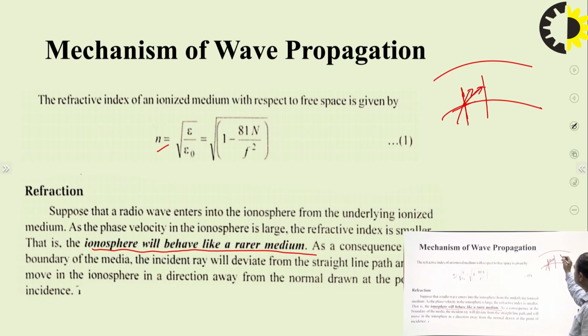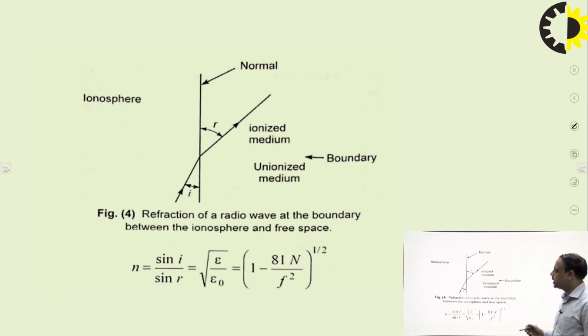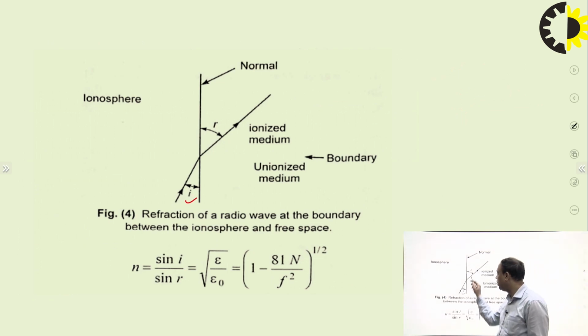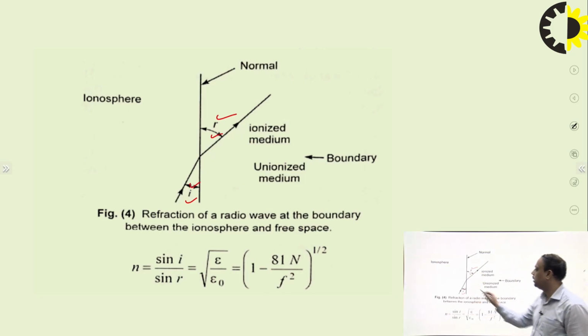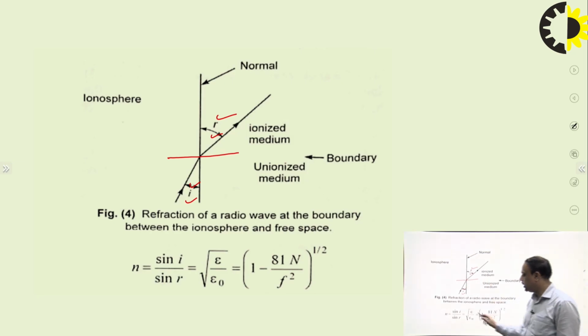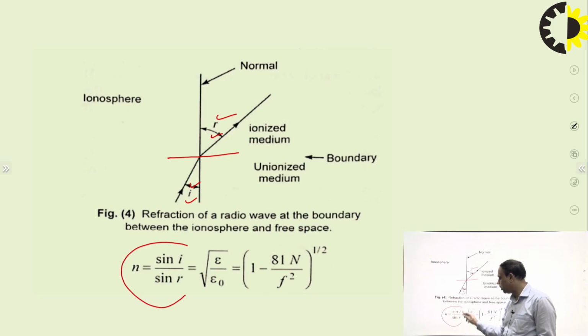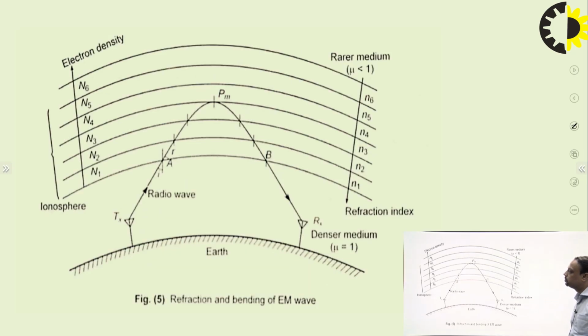Then the second layer is again rarer than the previous layer. It bends again like this, and at a certain point it gets total internal reflection. You can see that if the incident angle is i and the refraction angle is r, this angle is larger compared to the incident angle, because the wave enters from here into a rarer medium. And this is the formula: n is equal to sin i by sin r.